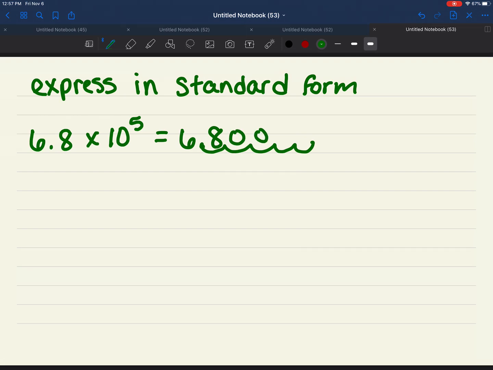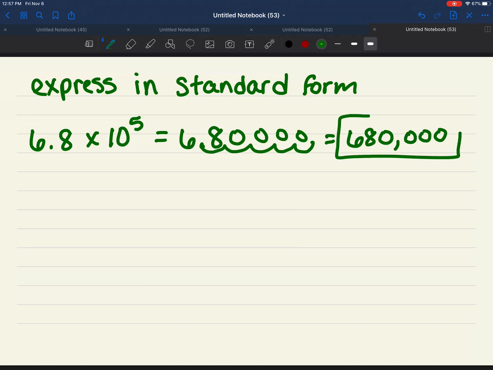What would I add in those blanks? 4 zeros. Okay, so then I want you to rewrite the number so it looks nice and I can tell what it is. That's going to be 680,000.